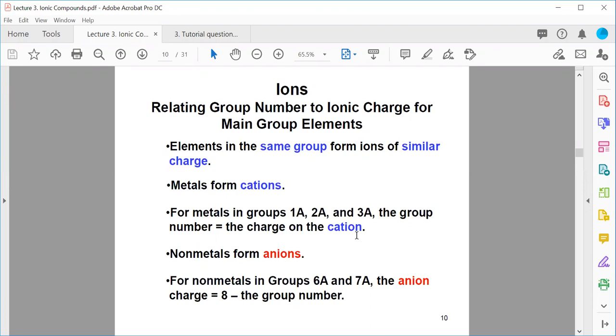Elements in group 2A on the periodic table tend to form a +2 charge, and so on. So the non-metals tend to form those negatively charged ions called anions. Okay, a different rule applies here. For the non-metals in groups 6A and 7A, which tend to be the ones that we deal with the most, the anion charge that forms on a particular element simply equals 8 minus the group number. In other words, 8 take away 6 or 8 take away 7. And we'll see some examples in just a minute.